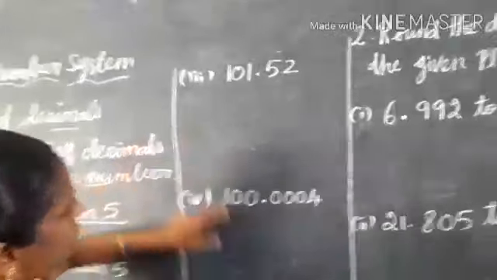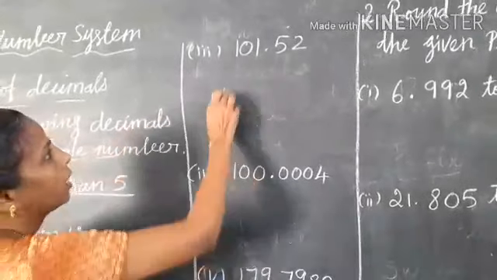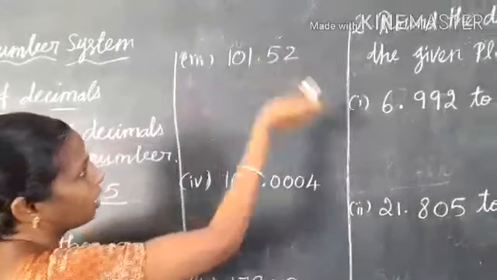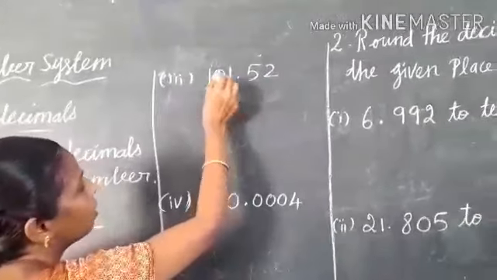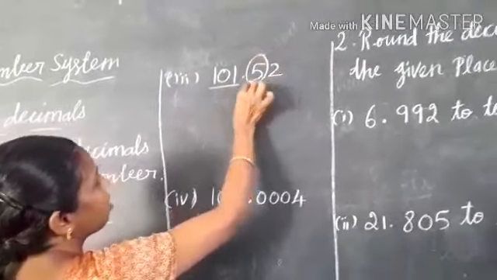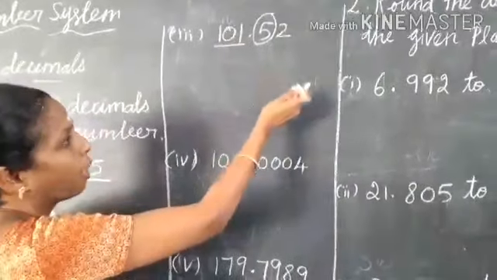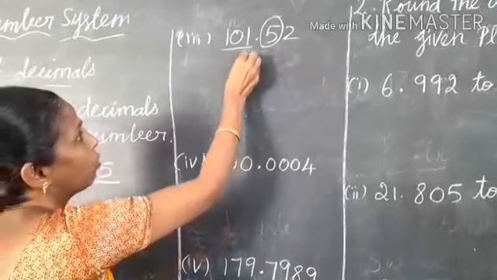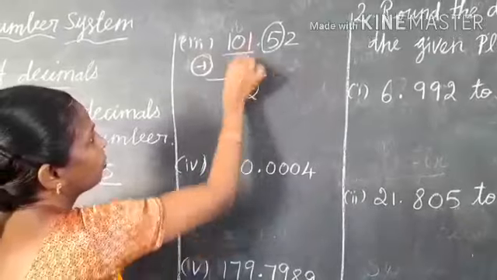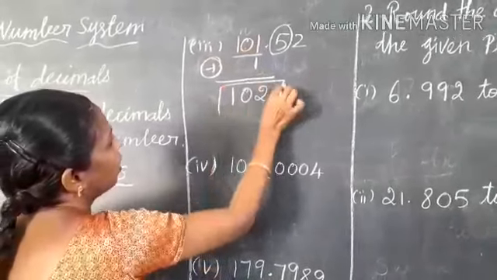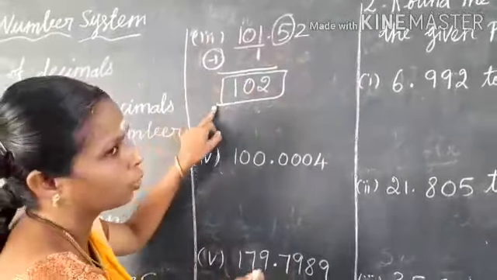Three sums, the same question only: round to the nearest whole number. 101.52, we rounded to the nearest whole number. So here the whole number is 101. We should compare the next digit on the right side. This is 5. 5 or more than 5, what to do? We must add 1 to the underlined digit. So 1 plus 1, 2, 102. 101.52, the rounded value is 102.